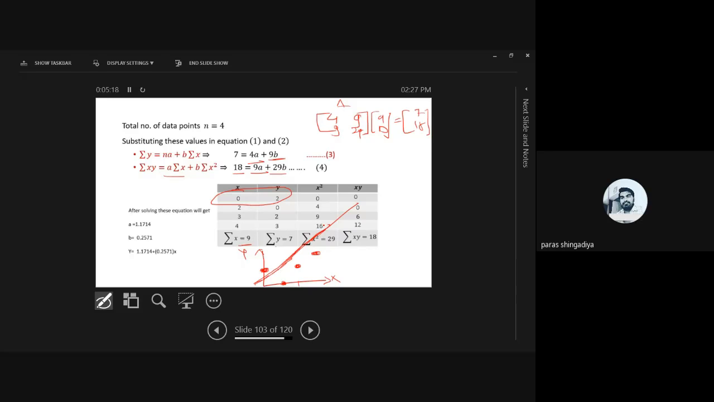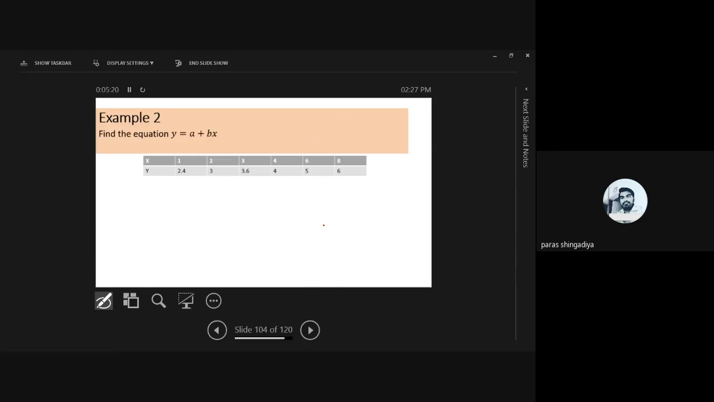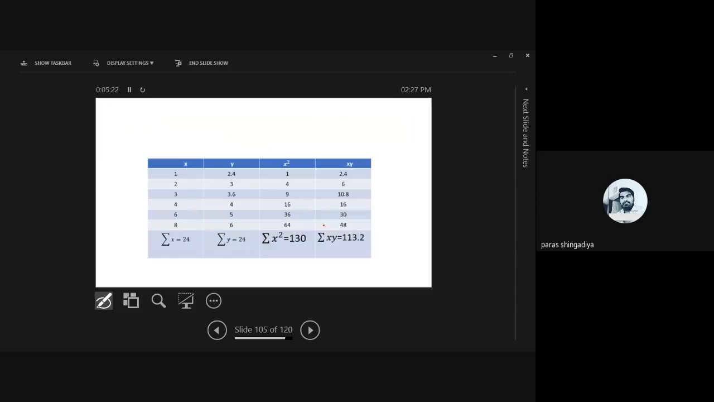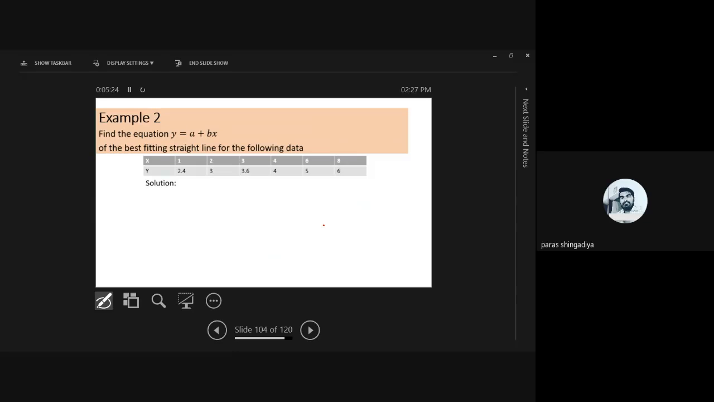That part we had discussed in the last lecture, and after that the second example we had also completed. Clear? There are 6 points: 1, 2, 3, 4, 6, 8, and their values of y are given. Find the equation y equal to a plus bx. Right now the form is given, but in the exam only the question is there: estimate the straight line for the following data.